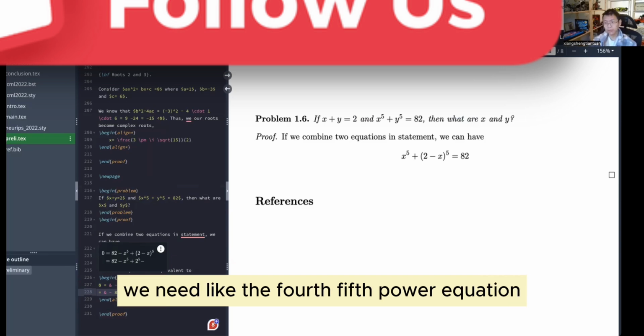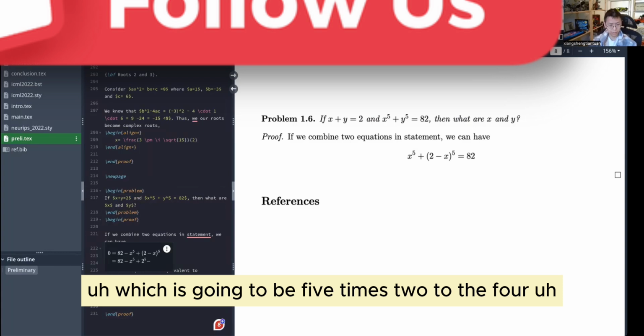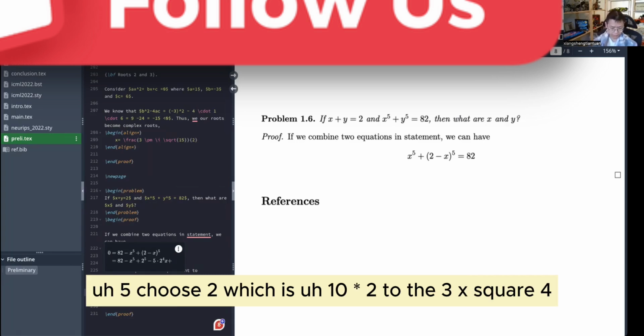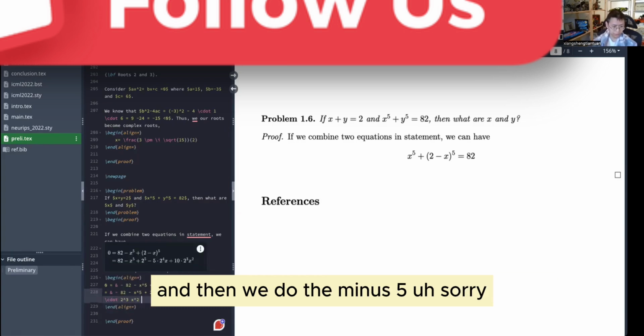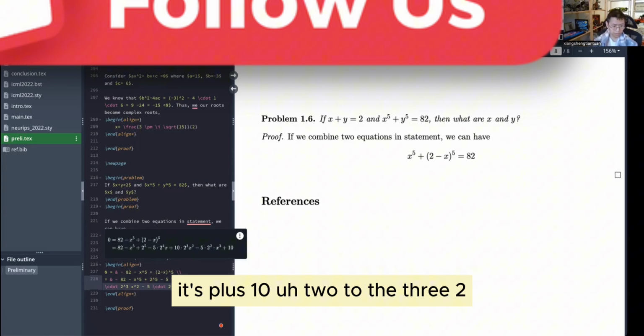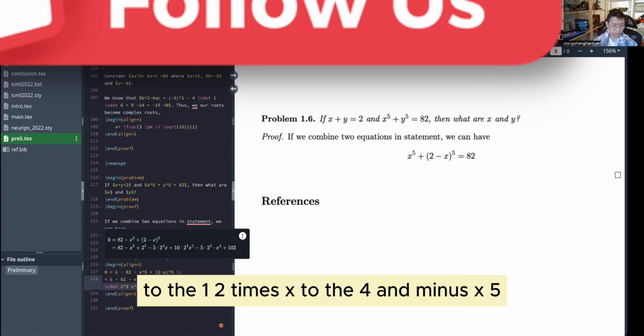Then we get 82 minus x to the 5th plus 2 to the 5th minus... we need the fifth power expansion, which is 5 times 2 to the 4 times x, plus 5 choose 2, which is 10, times 2 to the 3 times x squared, then minus 10 times 2 squared times x cubed, and then plus 5 times 2 times x to the 4, and minus x to the 5th.